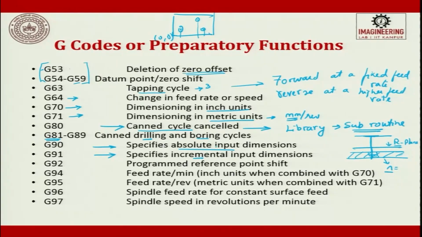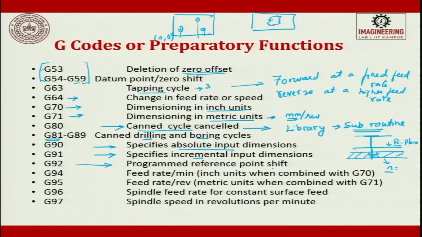Whenever you have a simple geometry, absolute is encouraged. When you have a complicated geometry, we go for incremental. You can also have a mixed mode of both absolute and incremental in a single program. For example, in a workpiece you have certain features; making this feature can be in incremental and the rest of the machining can be in absolute form. So we use G90 and G91 commands. G90 is a modal command. G92 is programmed reference point shift.